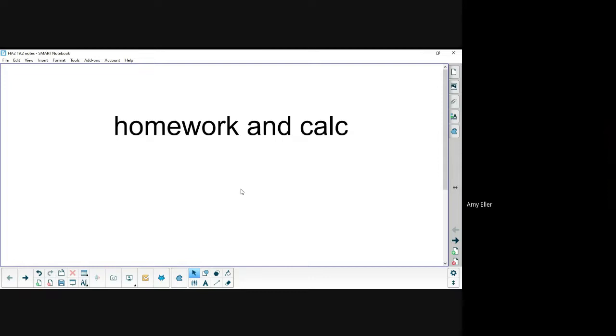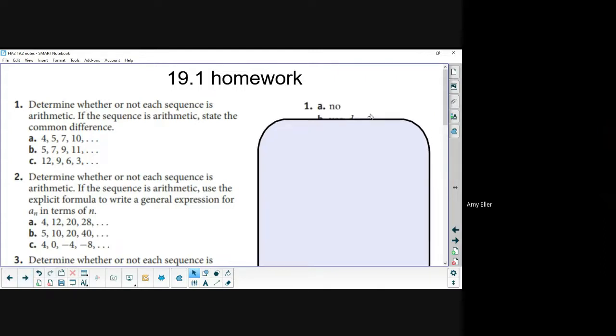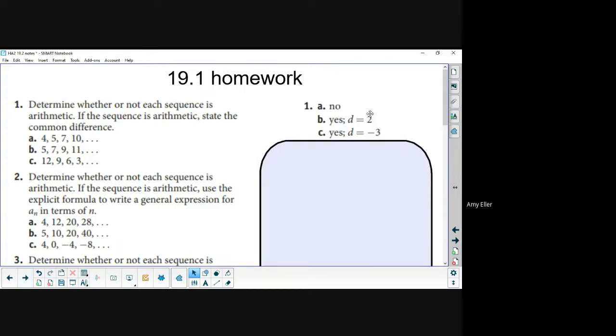All right, so today's 19.2, but let's go to the 19.1 homework first. Number 1, 1A is no. B is yes, common difference of 2. 1C is yes, common difference of -3.